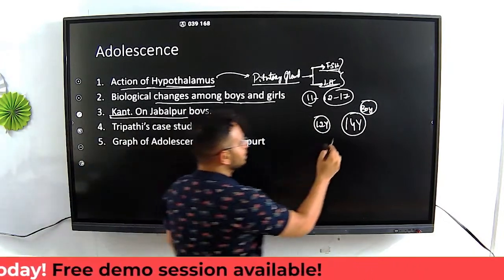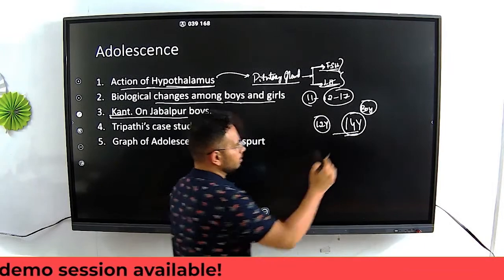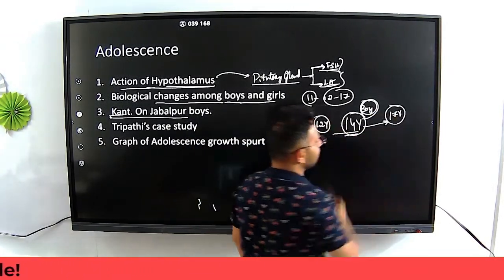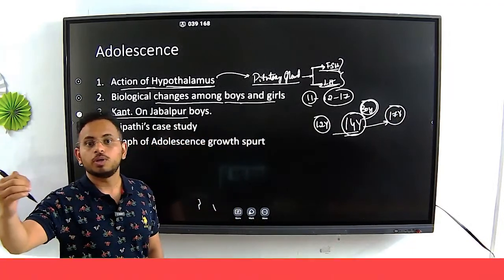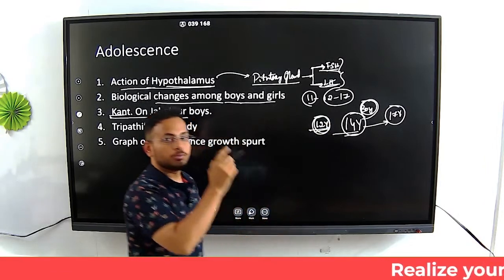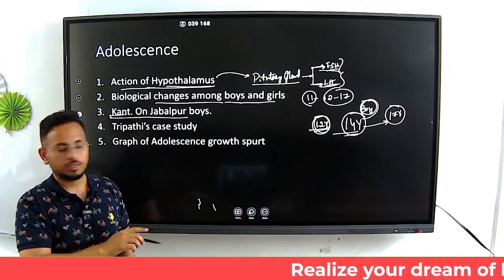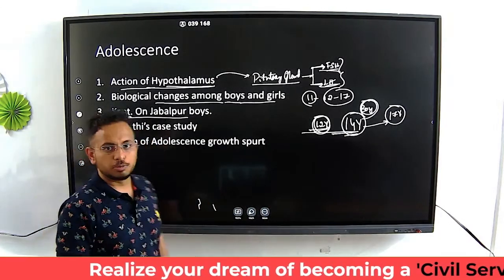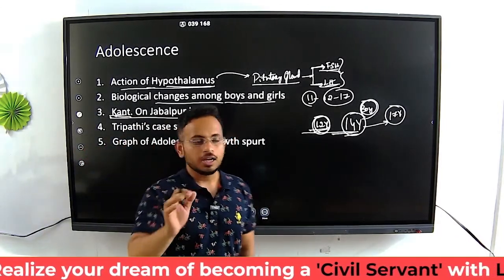So though this is late, boys usually pick up the growth at the age of 16 or 17, and the pace of growth will be more going forward compared to a girl who has attained puberty even earlier. Such case studies by Kant on the Jabalpur boys are a must mention in your answer.